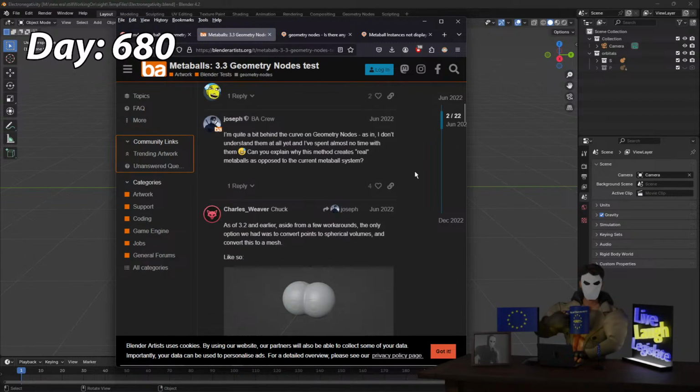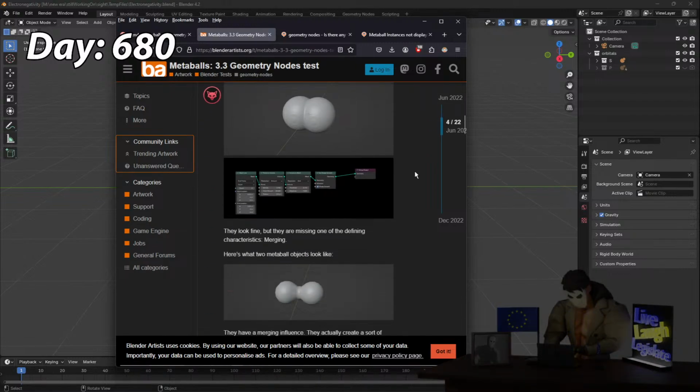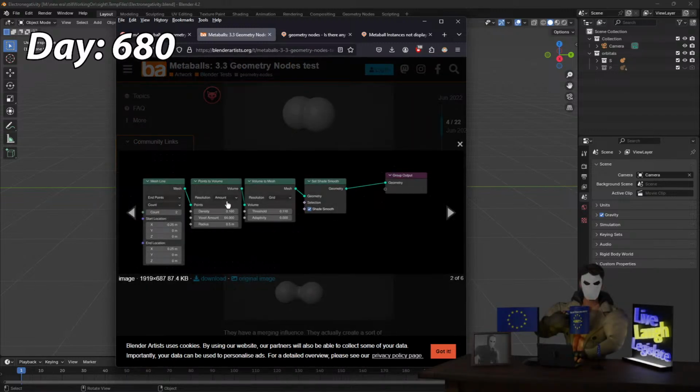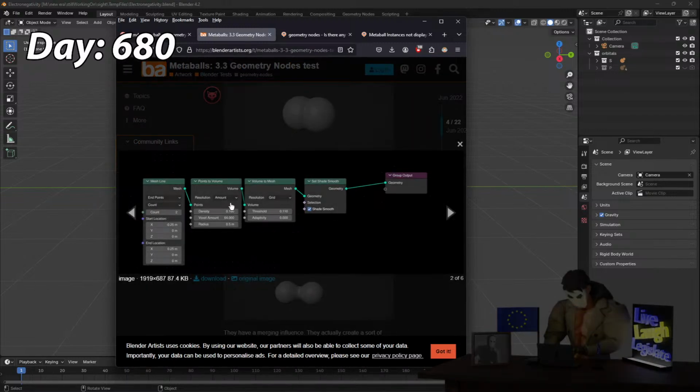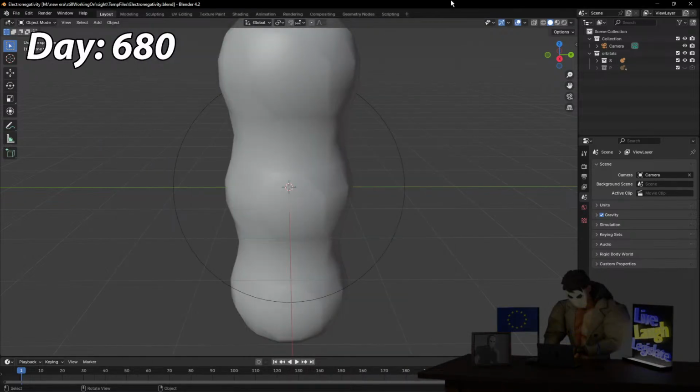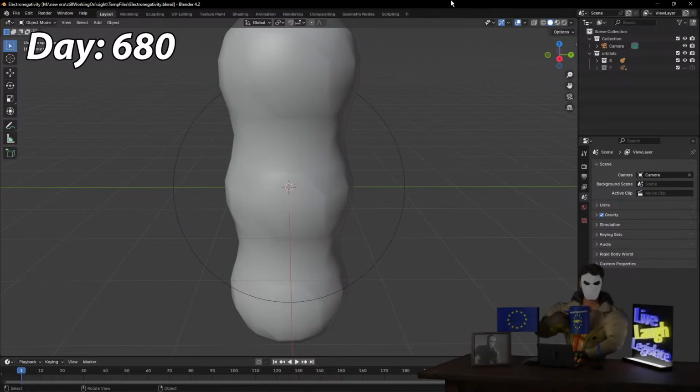Yeah, but how did you achieve the color? Mesh line points to volume. Volume to mesh. Oh! Volume to mesh exists.